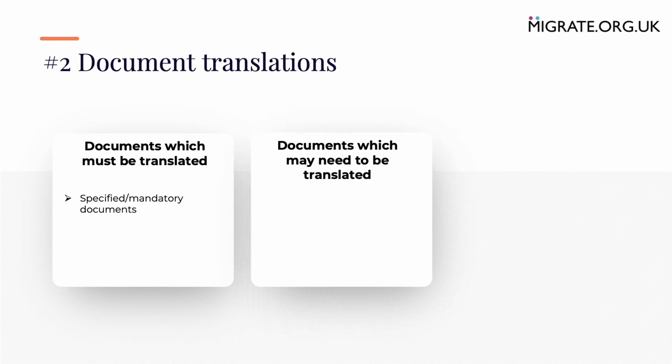The second subheading that we have here is documents which may need to be translated, and under this heading we have listed non-specified documentation, that is, documentation that is not specifically listed as being mandatory in the immigration rules. So as much as I would love to be able to provide a definitive list stating the non-specified documentation and whether they should be translated or not, this ultimately will vary depending on the particular application in question.